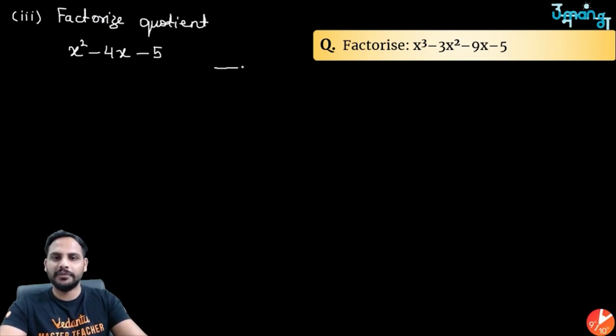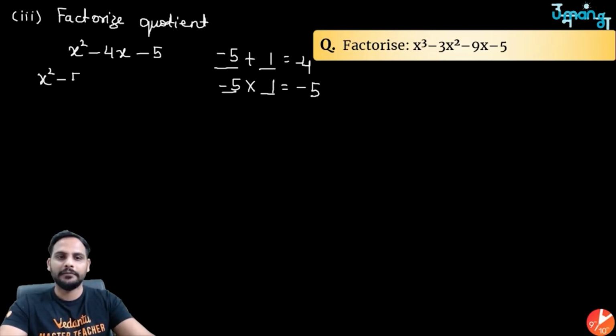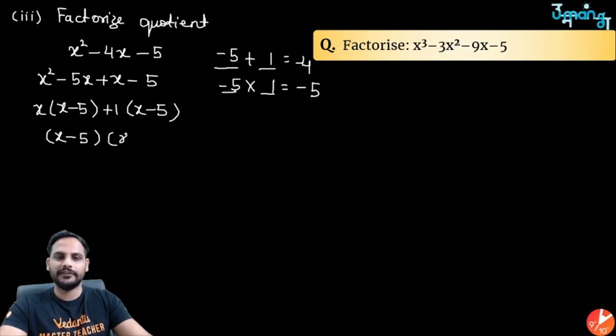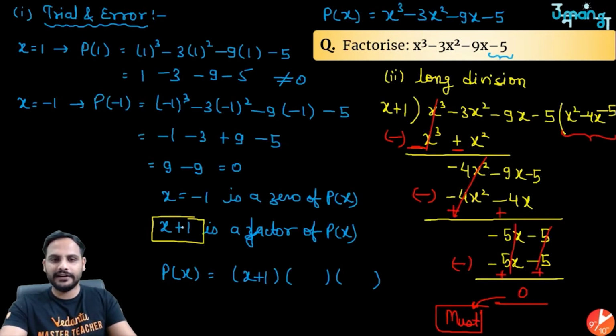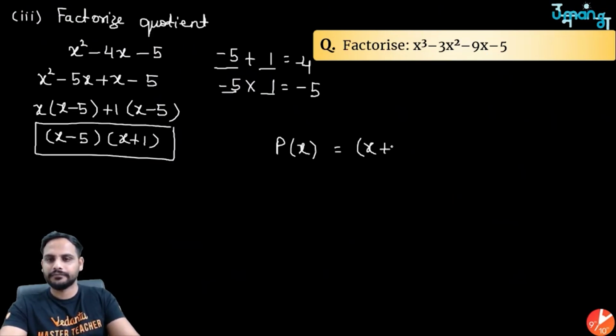So I want 2 numbers such that their addition is equal to minus 4 and their multiplication is equal to minus 5. So the numbers are nothing but minus 5 and 1. So x square minus 5x plus x minus 5. Take x common, x minus 5. Take plus 1 common, x minus 5. Take x minus 5 common, you are left with x plus 1. So these are your remaining 2 factors. Earlier we had got one factor as x plus 1. Then the remaining 2 factors are x minus 5 and x plus 1.